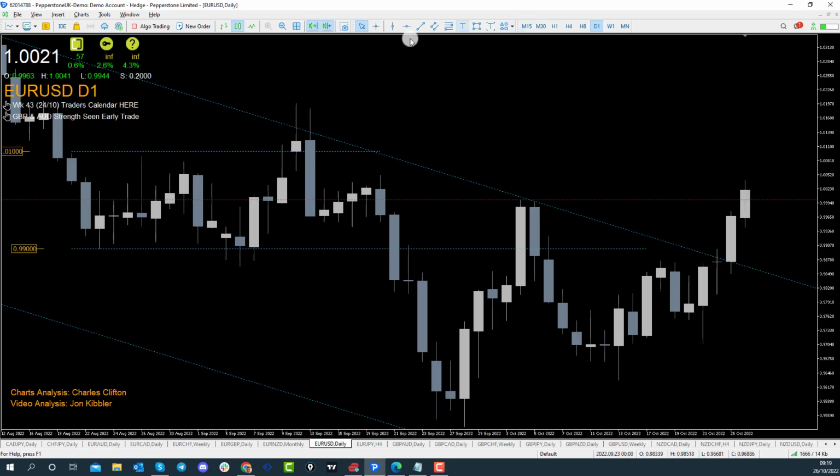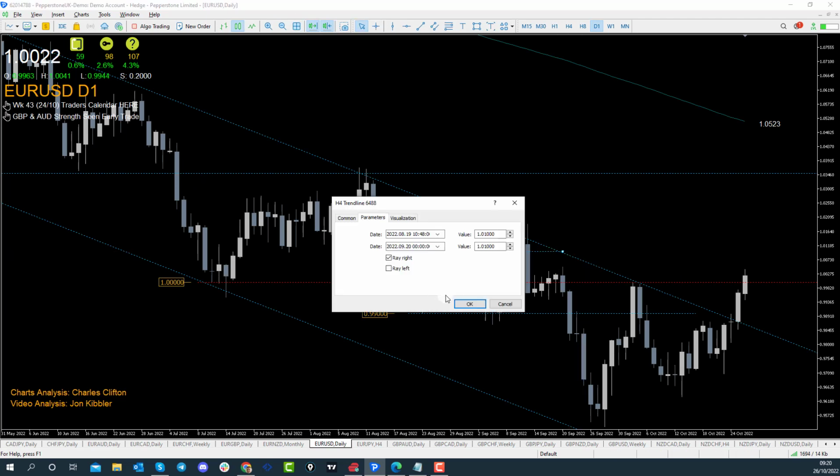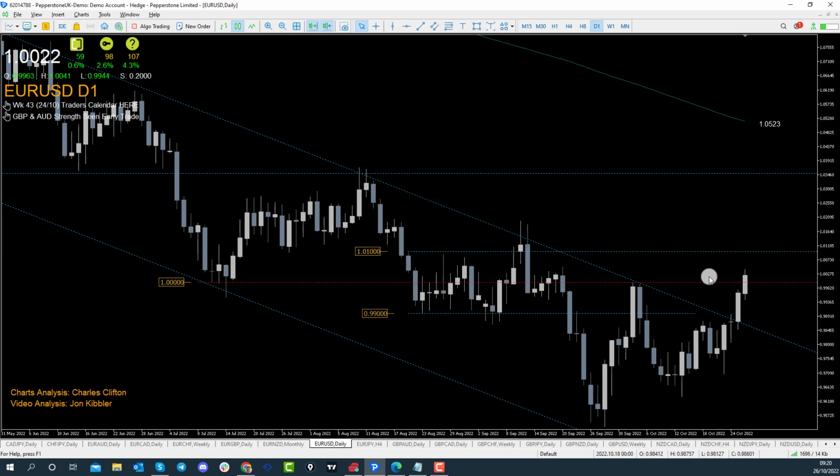However, if I go to the daily, you can see that we have some other levels of resistance, which is the 1.0100. If we ray that to the right, you can see that price is heading towards that level as well. So it looks to me like we're breaking to the upside. We've broken all these key resistance points.